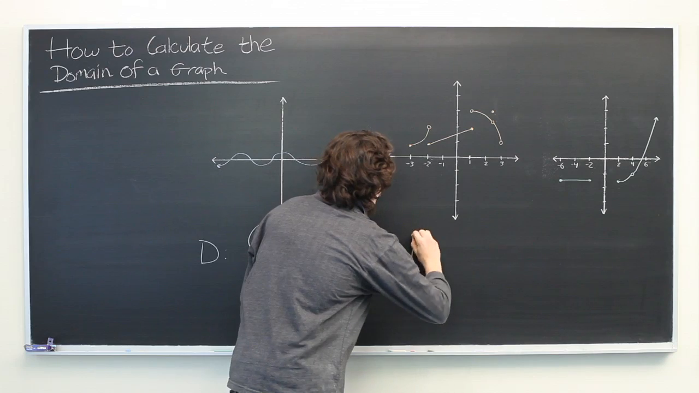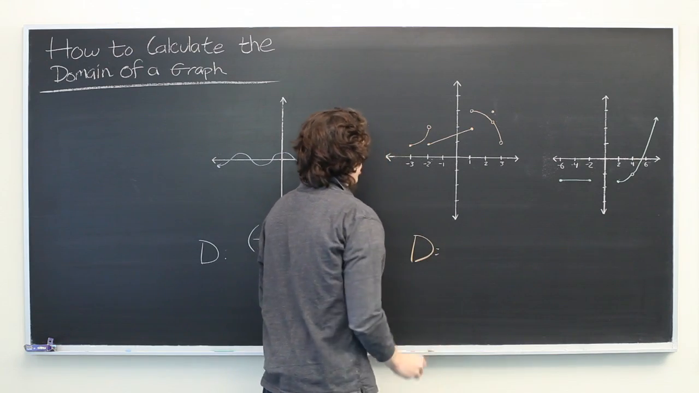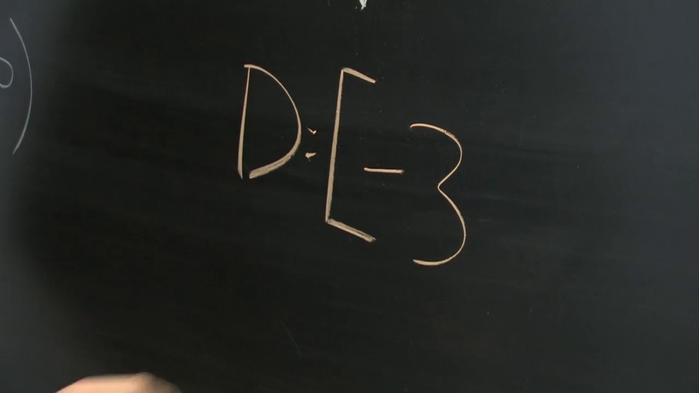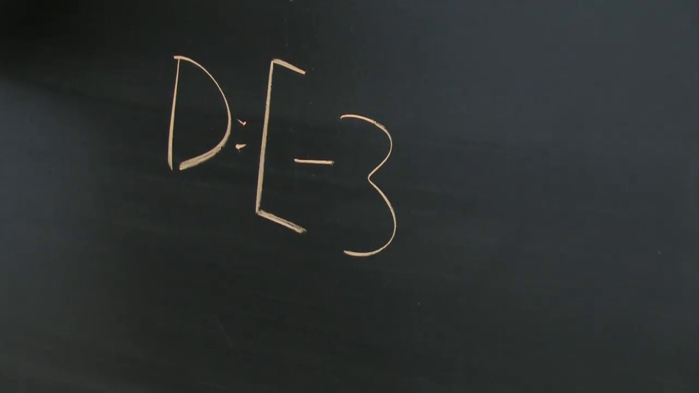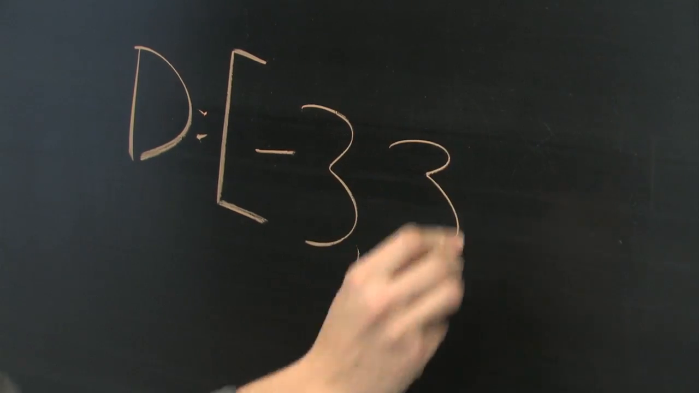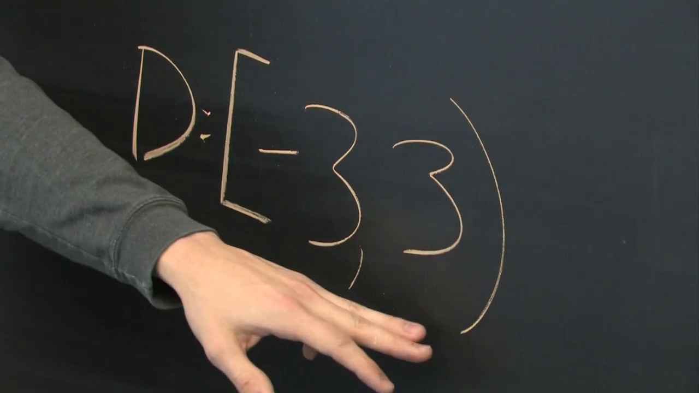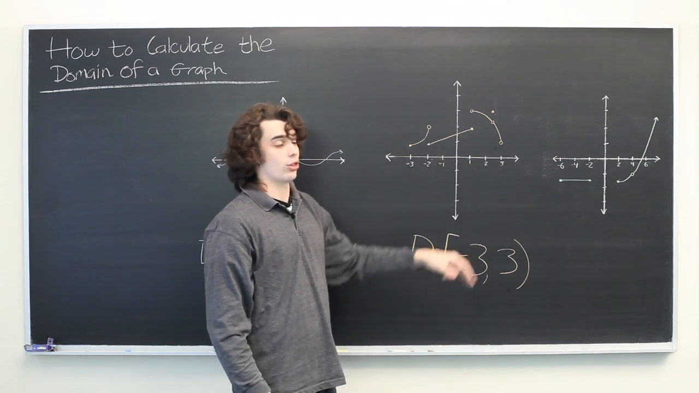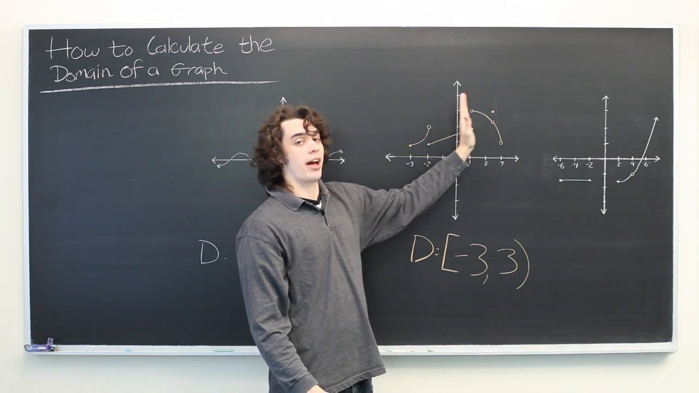So when we're writing the domain, we use a closed bracket at first to indicate that it is defined at -3. And then we use a right parenthesis at the other side to indicate that it is not defined at 3, but it is for every value up to 3.